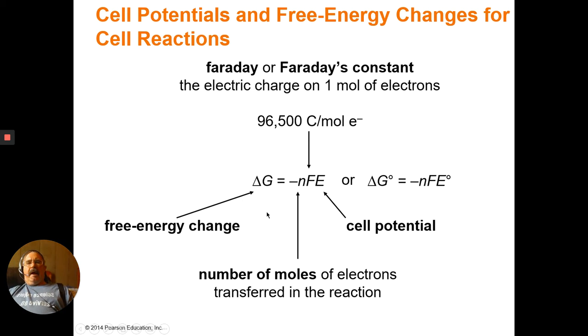We can relate free energy to cell potential using this equation. This is under non-standard conditions. This is under standard conditions. n is the number of moles of electrons that are transferred. In the previous example that we had with copper and zinc, that was 2. F is Faraday's constant, and E is the cell potential.